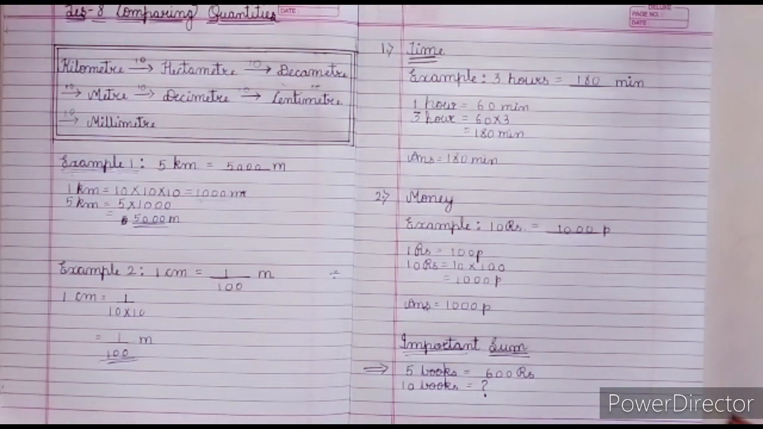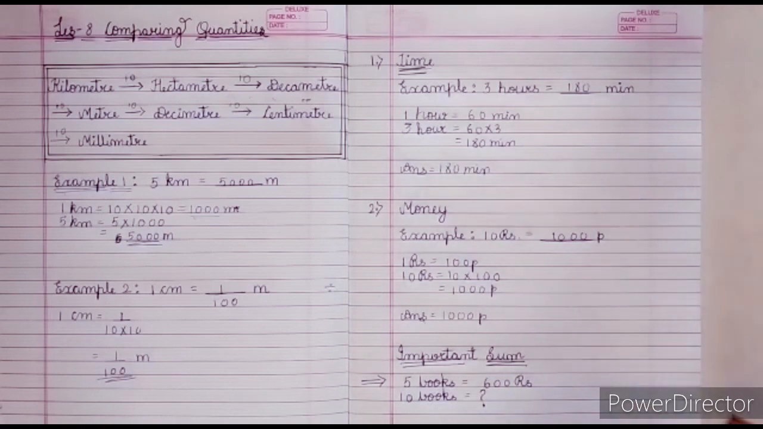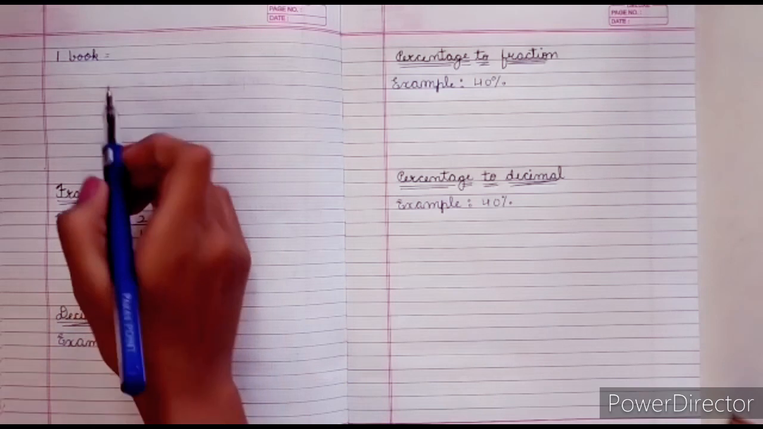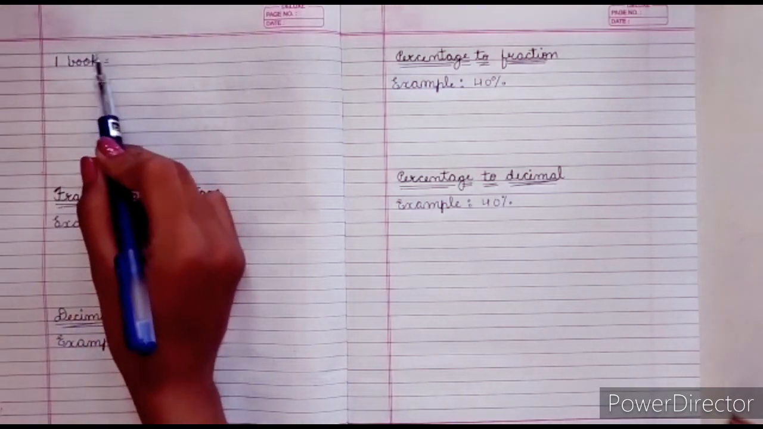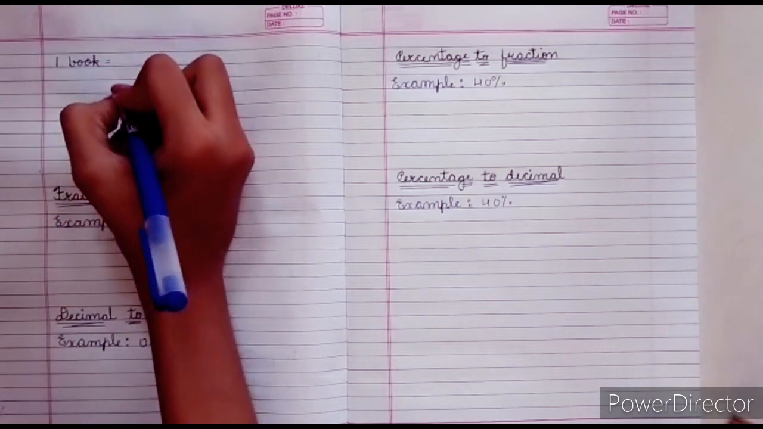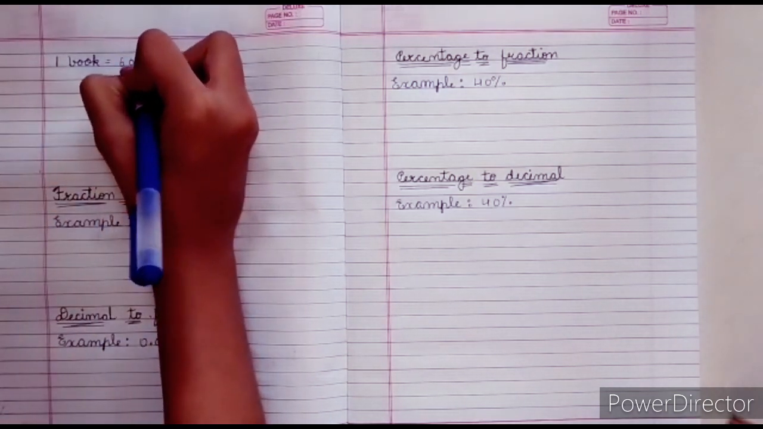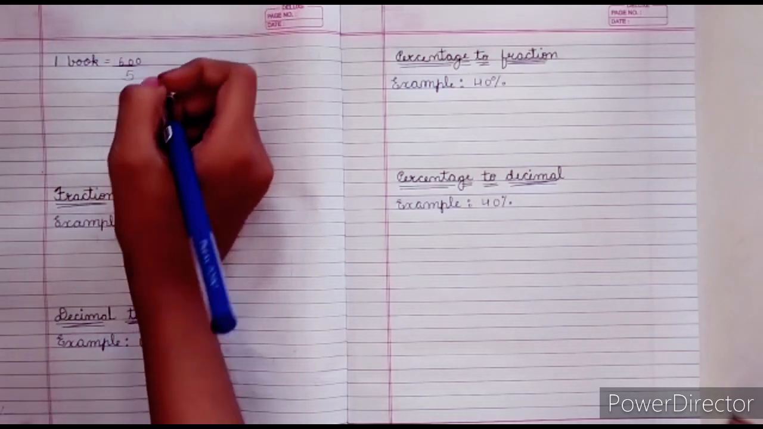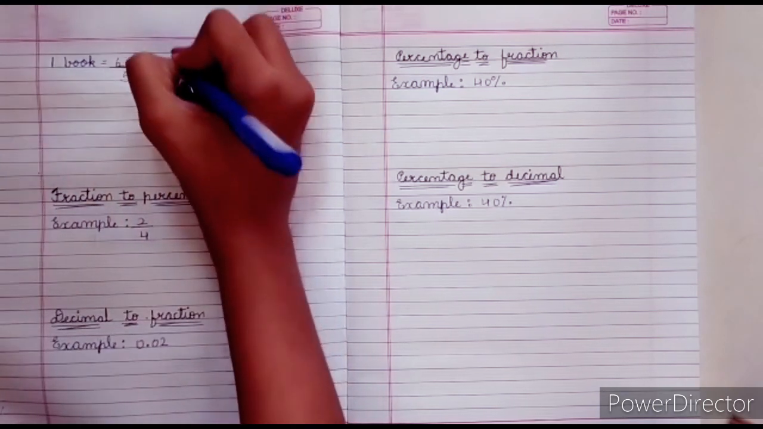So one book is equal to 600 upon 5, and then we have to cut it, and whichever answer we get we have to multiply it with 10. So let's do that sum, and it is easy if we understand it. So now we have to find of one book. So one book is equal to 600 upon 5 as I told you before. So if we cut it, we'll get answer 120.